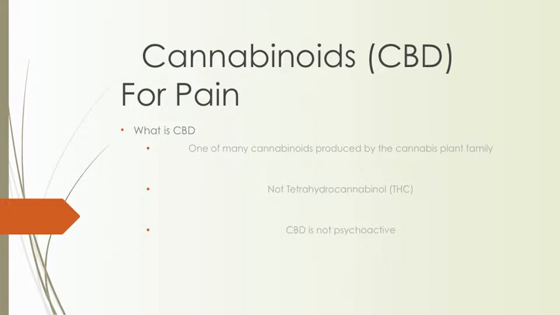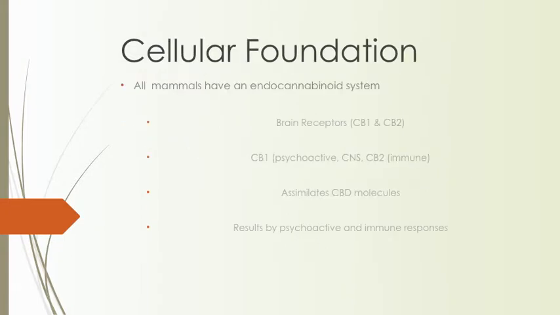I'm a registered nurse, and I'm going to present to you today some information about the use of cannabinoids in the treatment of pain. So what is CBD? What is cannabinoid? Cannabinoids are produced by the cannabis plant family. They are not to be confused with tetrahydrocannabinol, which we commonly know as THC, the actual element that produces the high in marijuana. Obviously part of the cannabis family. So therefore it's important to recognize that CBD has been identified as not a psychoactive component of the cannabis plant.